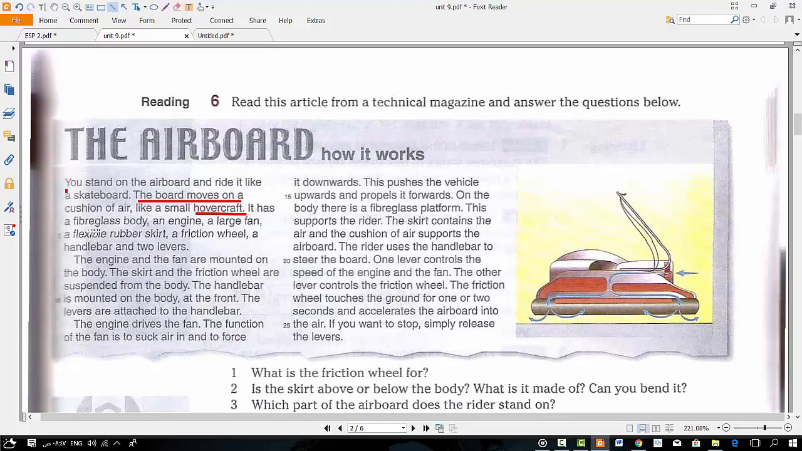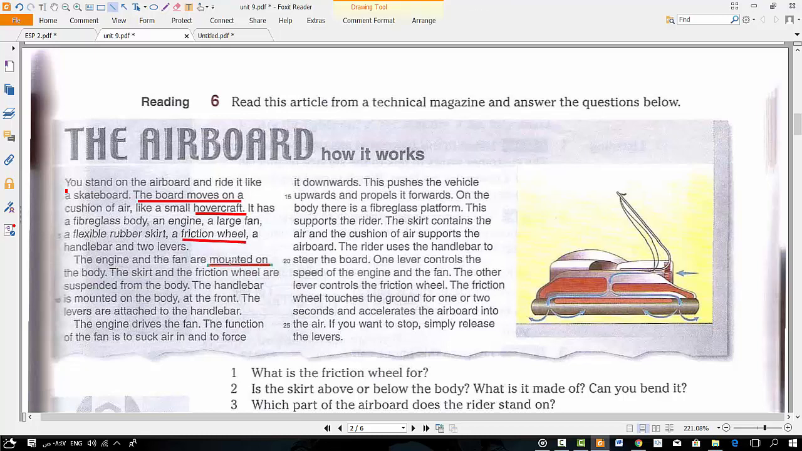It has a fiberglass body, an engine, a large fan, a flexible rubber skirt, a friction wheel, a handlebar, and two levers. The engine and the fan are mounted on the body.